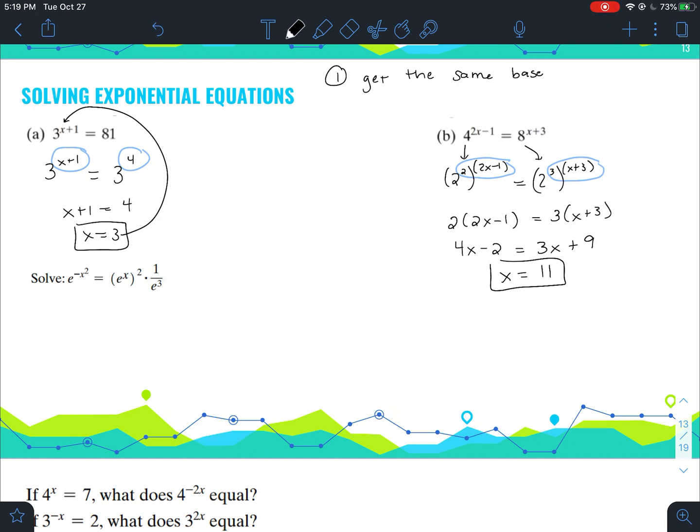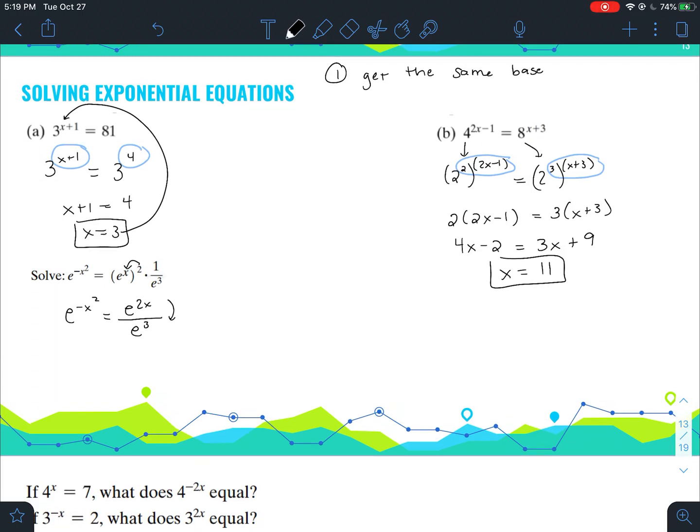All right, on the next one, we want to solve e to the negative x squared is equal to e to the x raised to the 2nd power times 1 over e to the 3rd. So we have e to the negative x squared equals, I'm going to distribute this in, e to the 2x over e to the 3rd. Well, what's true here? What can I do with their exponents? Well, they're as a fraction right now, so I can subtract them. So this would be e to the 2x minus 3. I could subtract the exponents since they have the same base.